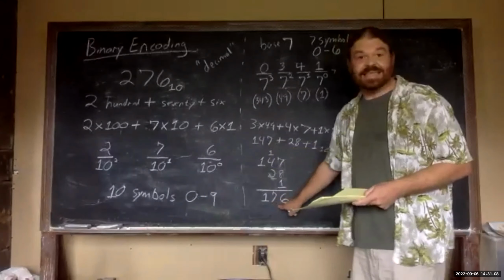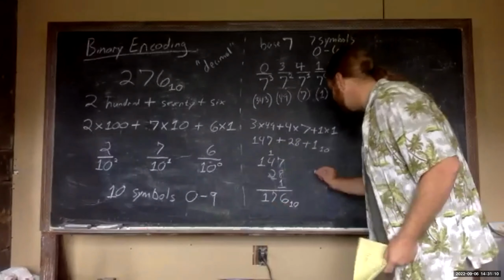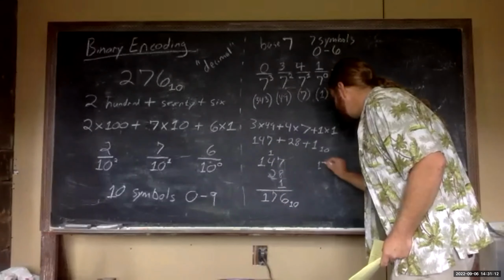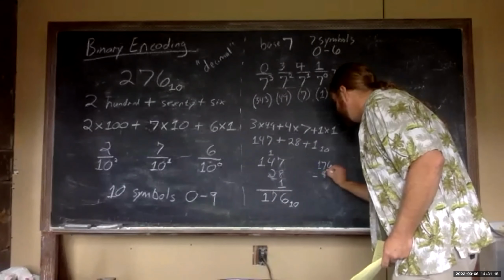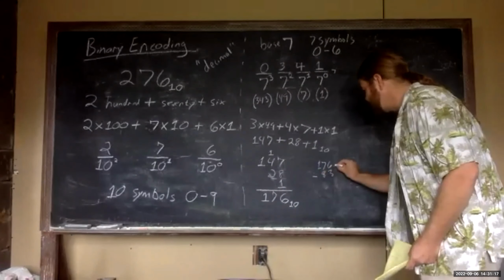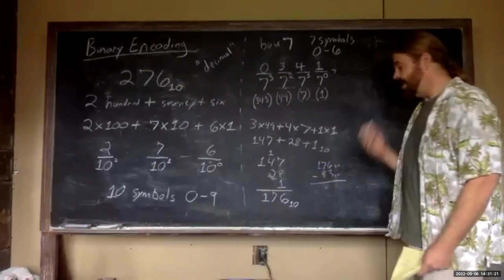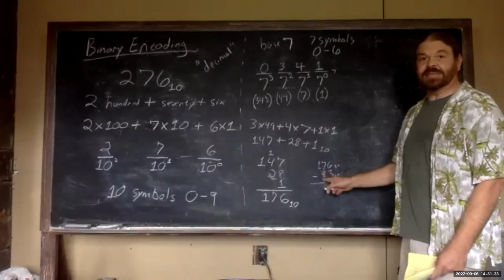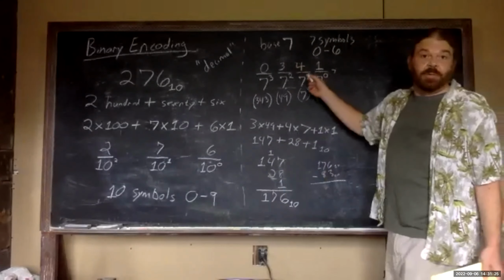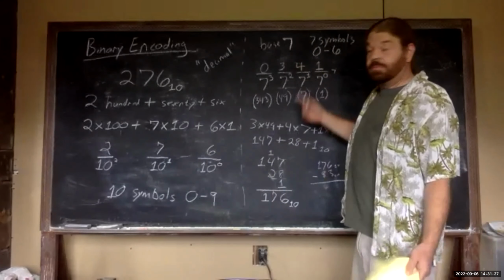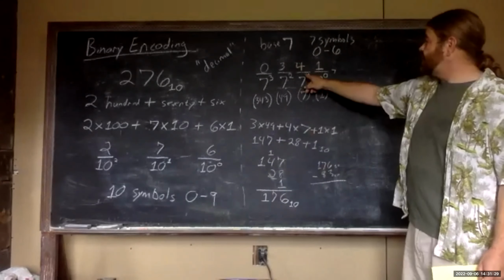Well, we know what 176 in base 10 is. So what if we did, say, 176 minus 83? Those are both base 10 numbers, numbers we're familiar with. What if we needed to do that subtraction, but everything we have is in base 7? Well, it still works out the same.